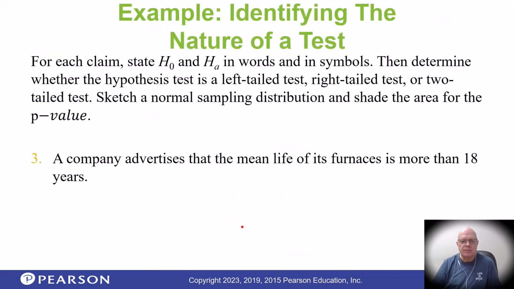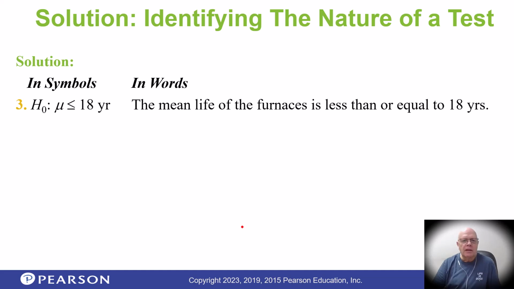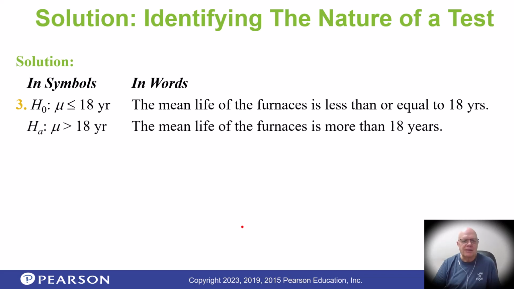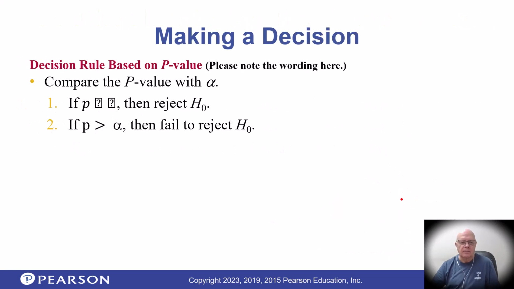And the third one, the mean life is more than 18 years. Good furnaces. There's our null hypothesis. There's our alternate hypothesis. Which one was the claim? This one's the claim. So make a note of that. Since that points to the right, we'll have a right-tailed test. Here we go. And it's over here. Okay, this one didn't come out. My apologies.